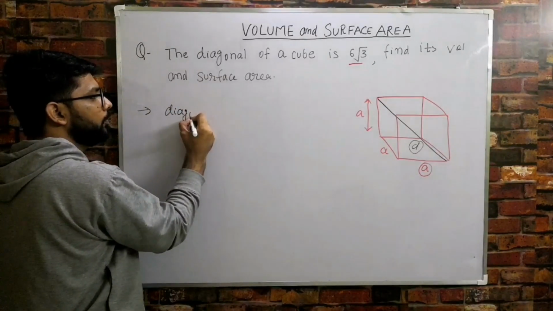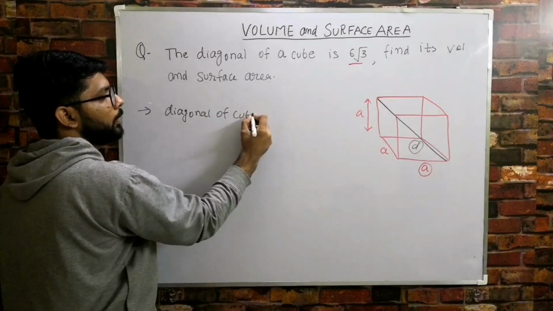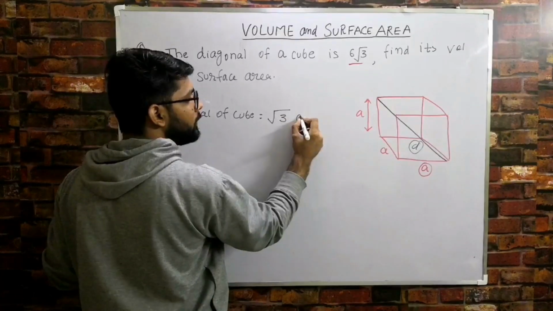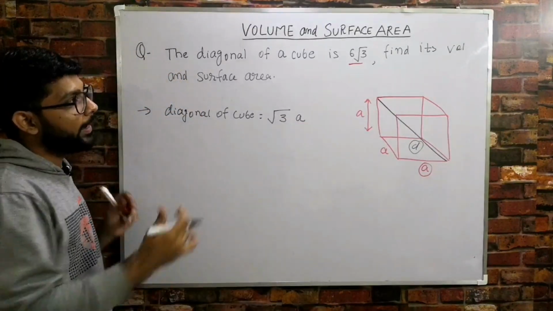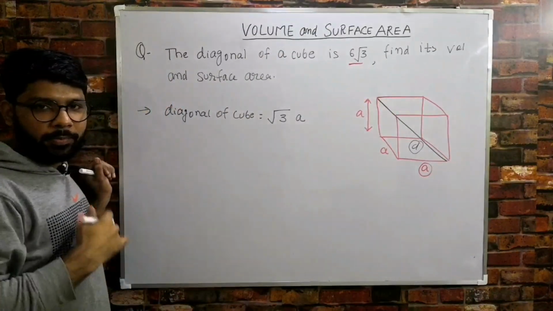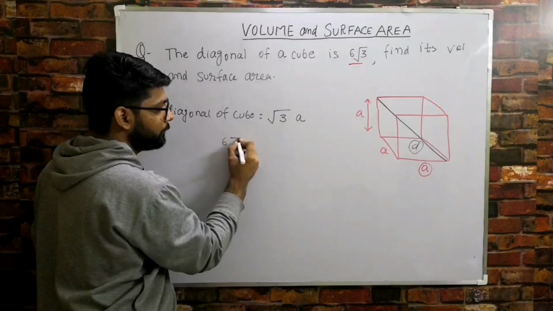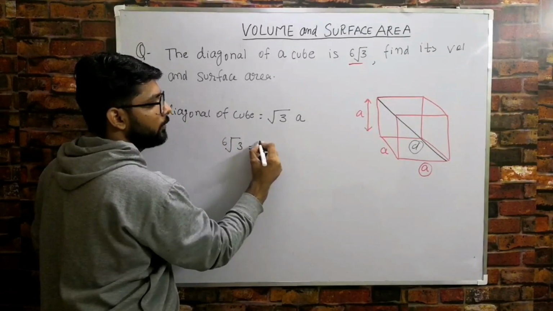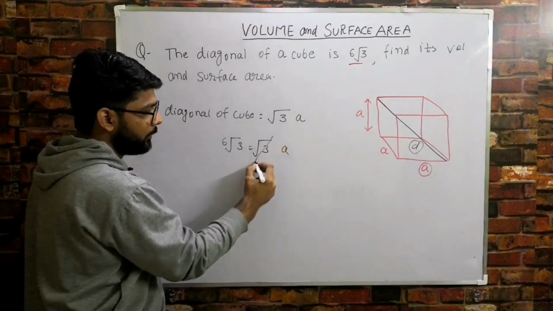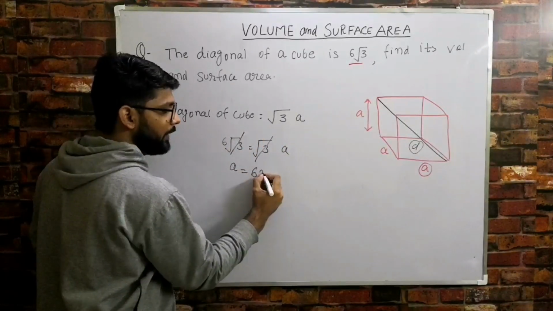Diagonal of the cube is equal to under the root 3a. So this is the formula of the diagonal of the cube. Here the diagonal of the cube is given, 6 root 3 meter. So हमारे पास ये given है. So we can compare it. 6 root 3 is equal to root 3a. Root 3 strike by root 3. So a is equal to 6 meter.